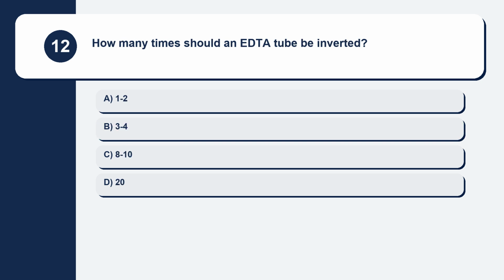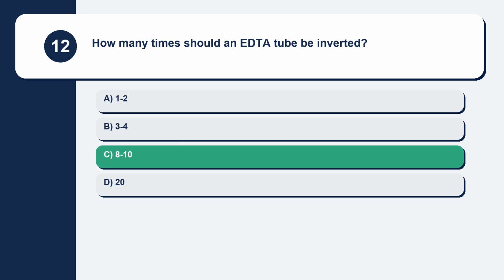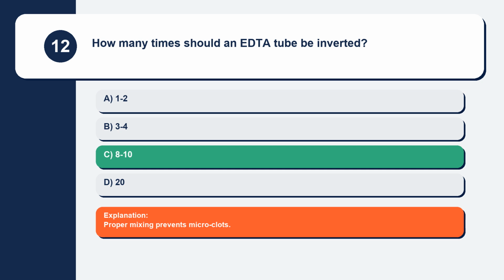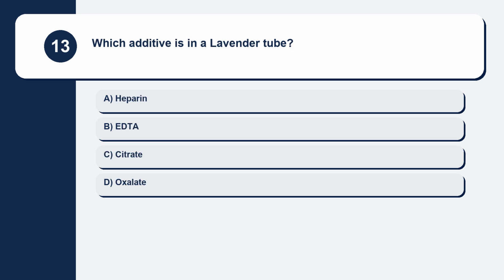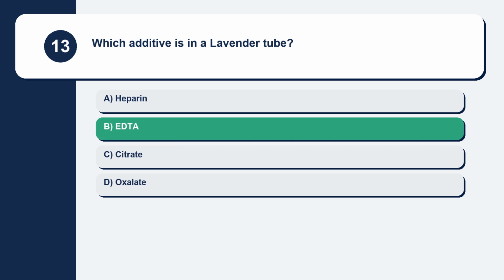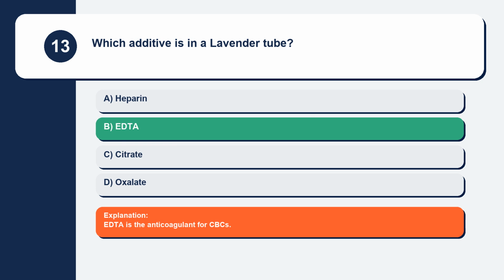Question 12. How many times should an EDTA tube be inverted? 1-2, 3-4, 8-10, 20. Proper mixing prevents microclots. Question 13. Which additive is in a lavender tube? Heparin, EDTA, citrate, oxalate. EDTA is the anticoagulant for CBCs.